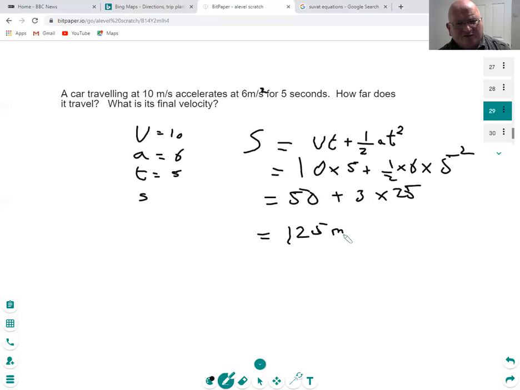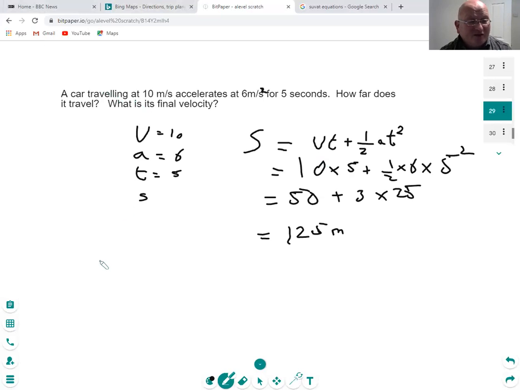meters. Now, some purists might think I should really write the units in every stage, but I must admit, when I'm doing a calculation, it's much easier to know that at the end the distance is in meters. So the units do all work out and cancel out, and they work out in meters. So there we go. This car, if it's traveling at 10 meters per second, accelerates at 6 meters per second squared for 5 seconds. Without knowing the final velocity, without knowing anything else, we can work out that it has traveled 125 meters.